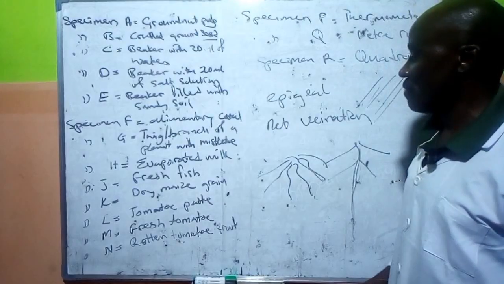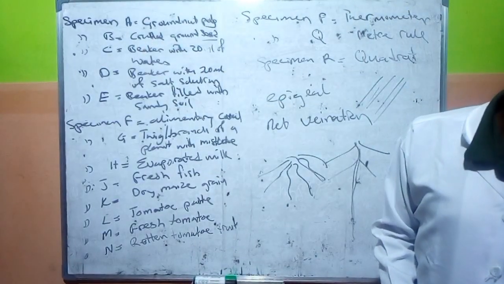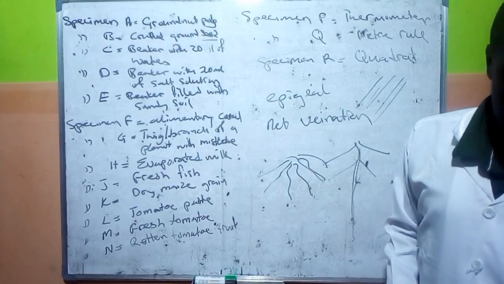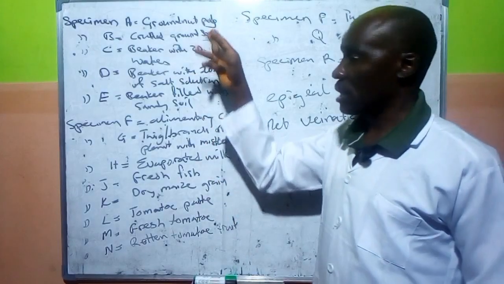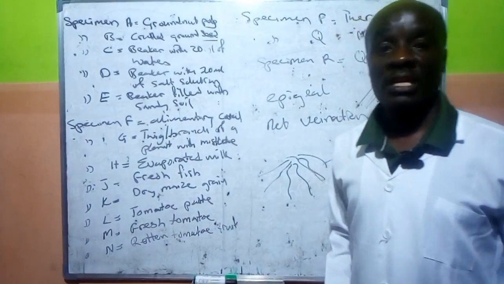The next specimen we have is the crushed, milled, roasted groundnut seeds. Now here, since it's crushed, what I'm thinking will come out is a situation where you'll be asked to test for what?